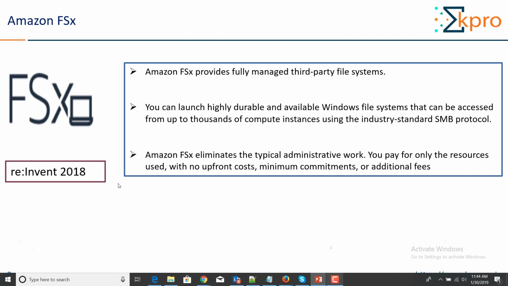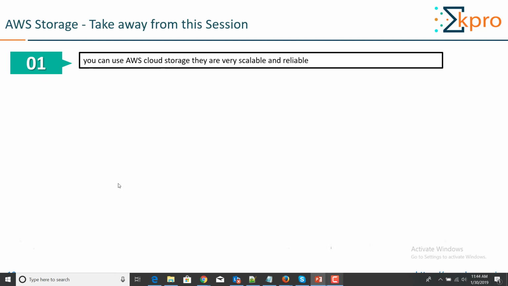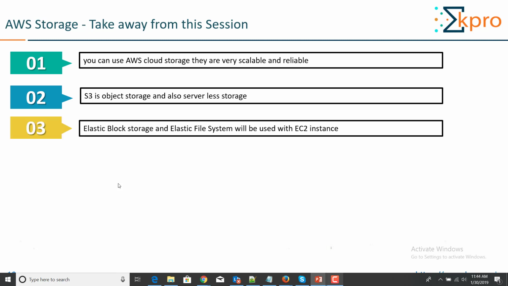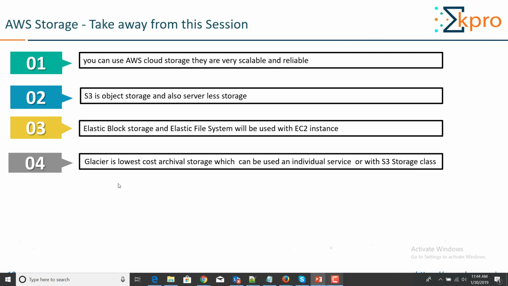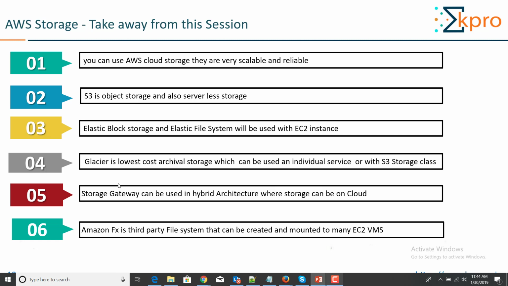So what is the takeaway from this session? You can use AWS cloud storage; it is very scalable and reliable. S3 is an object storage and also serverless storage. Elastic Block Store and Elastic File System are used with EC2 instances. Glacier is a low-cost archival storage which can be used as an individual service or with S3 storage classes. A storage gateway can be used in hybrid architecture where storage can be on the cloud. And Amazon FSx is a third-party file system that can be created and mounted to many EC2 instances or virtual machines.